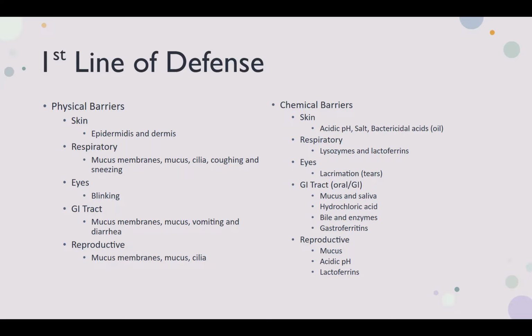Again, you'll see how it's going to be worded in the practice cases, but for the most part, what I would tell you to do is study two physical barriers and two chemical barriers for the respiratory tract, two physical barriers and two chemical barriers for the GI tract, and two physical barriers and two chemical barriers for the reproductive tract. Again, I've never seen her ask anything about the eyes.